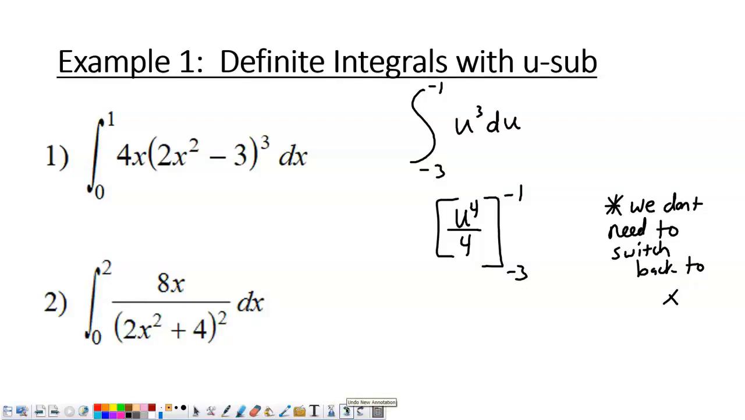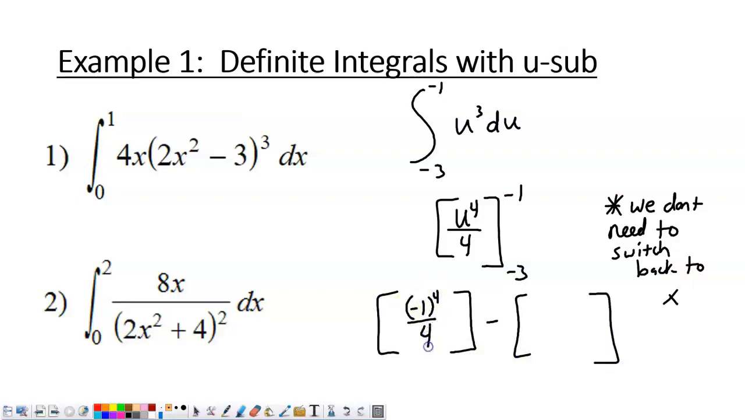So we need to evaluate this definite integral. So how do we do that? We do our setup. The top one goes in first. Bottom one goes in next. And then we evaluate. So -1 to the 4th power is 1/4. -3 to the 4th power is 81 over 4. And when I subtract those, I get -80 over 4, which is -20.